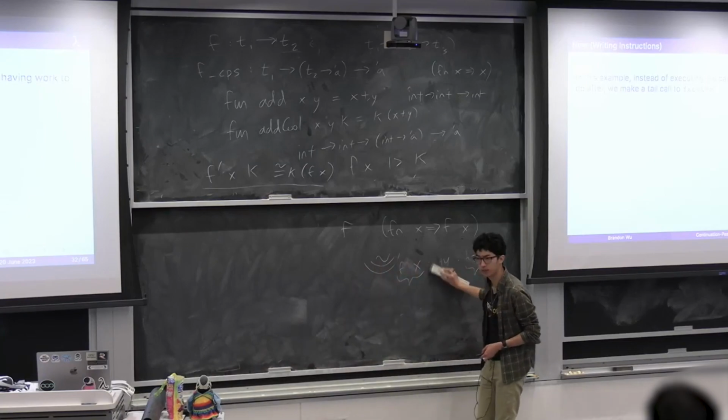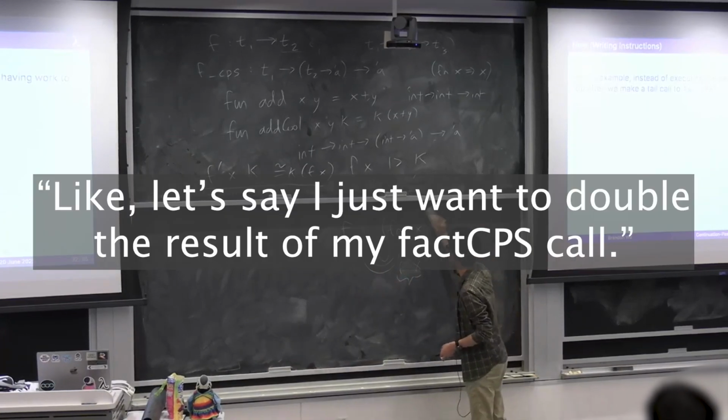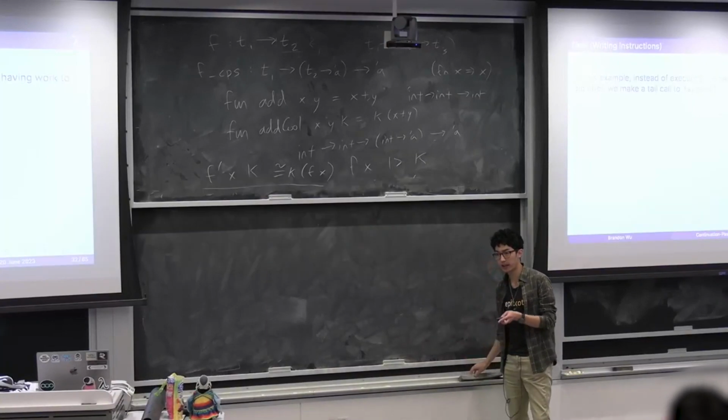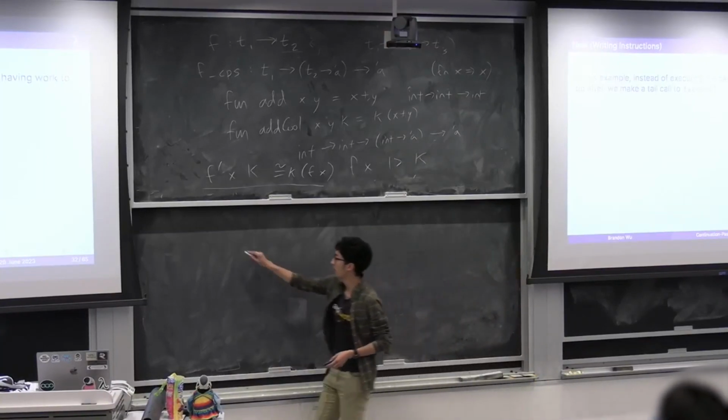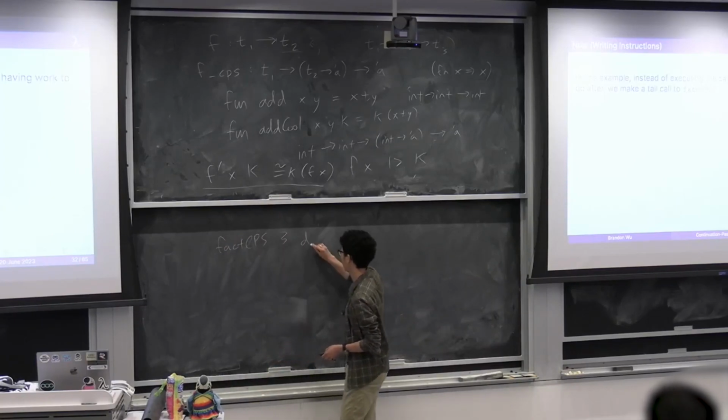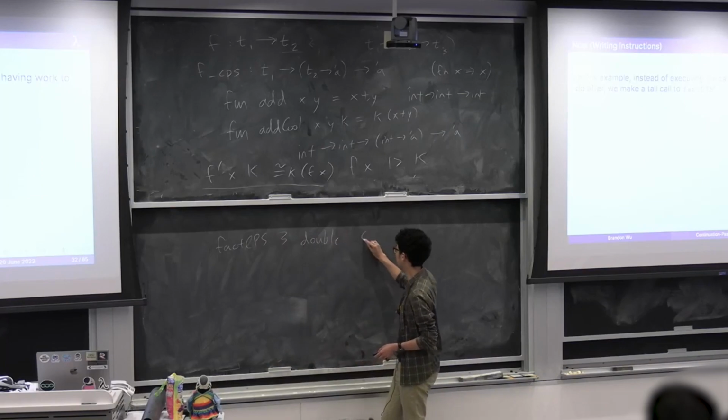I don't exactly know what you mean by double function. We would pass an original k, which was the double function. We would say fact CPS 3 double. Yeah. And I guarantee you that this would evaluate to 12.